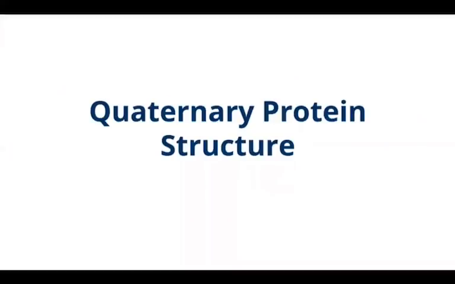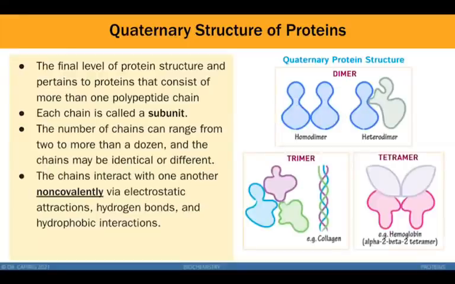Lastly is the quaternary structure of proteins. The final level of protein structure pertains to proteins that consist of more than one polypeptide chain. Each chain is called a subunit, and the number of chains can range from two to more than a dozen, and the chains may be identical or different. The multiple polypeptide chains interact with each other non-covalently. The key term here is non-covalently, via electrostatic attractions, hydrogen bonds, and hydrophobic interactions.